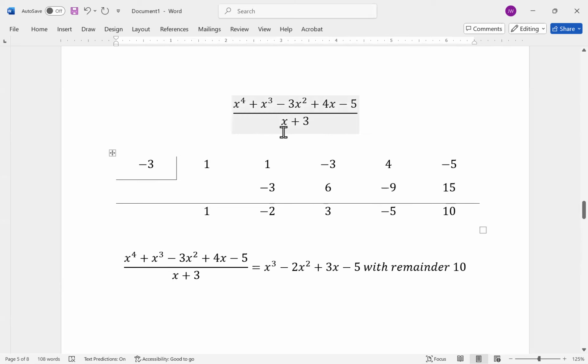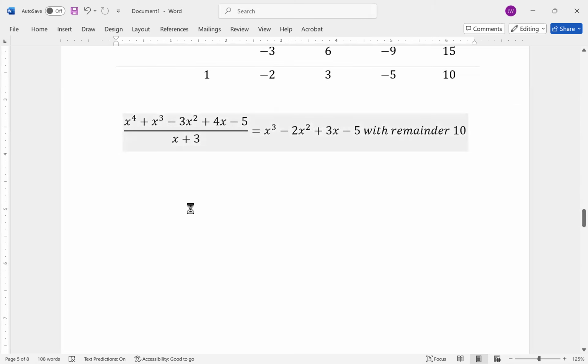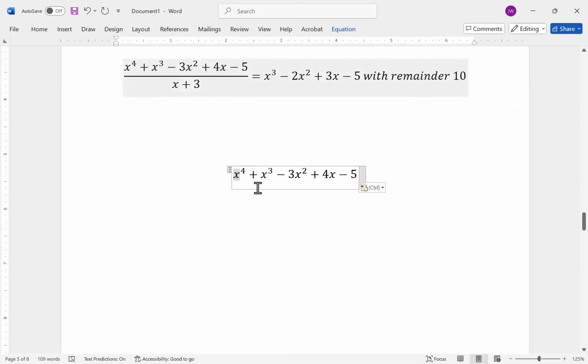Or would this also work with something like a -3? Let's check this out. What if you plugged in -3 into this x to the fourth plus x to the third minus 3x squared plus 4x minus 5 polynomial? Now you have to be pretty careful about this because you're plugging in a -3. So be careful about how you do your parentheses. That parentheses should always be around the negative.